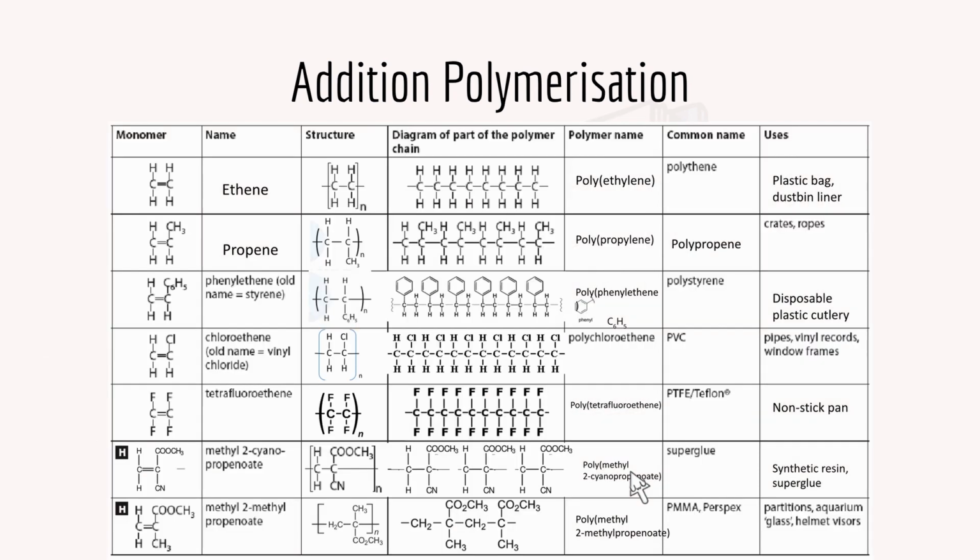And then we'll move on to addition polymerization. You can see some monomers, the name of it, the structure, the diagram of the polymer, the polymer name and common name, and the uses. It's a simple way to name it because, like I say, ethene, the polymer name will be polyethene. Propene, the polymer name will be polypropene, and chloroethene will be polychloroethene or PVC. Tetrafluoroethene, polytetrafluoroethene, or Teflon, the non-stick pan, and you can have a read.